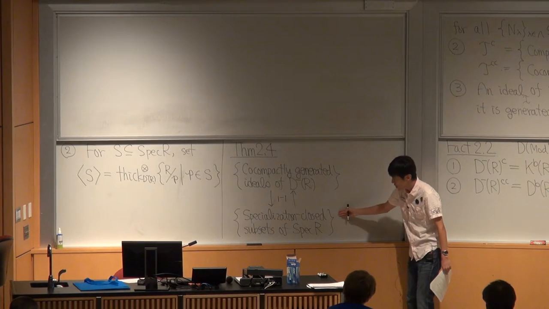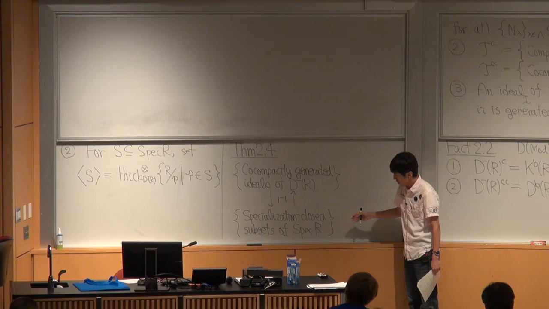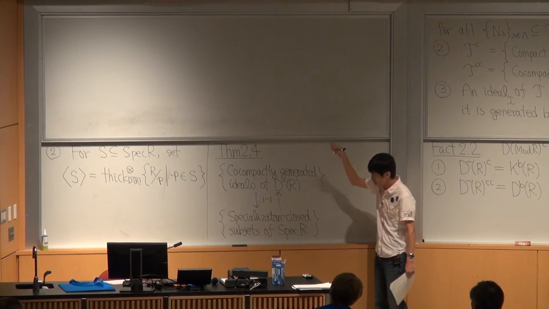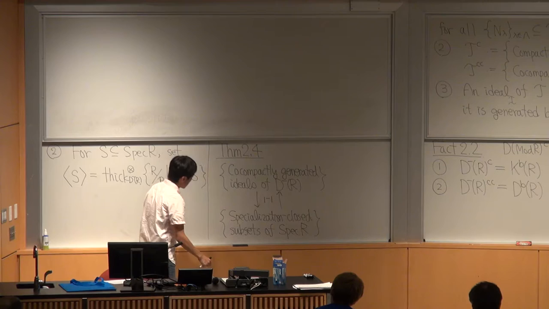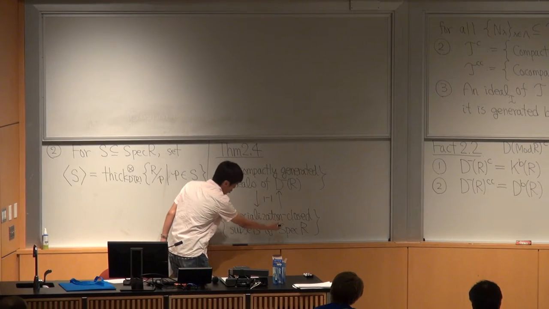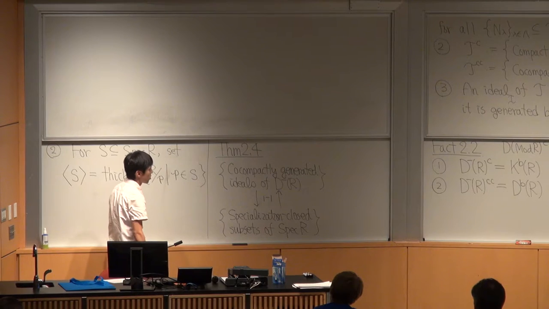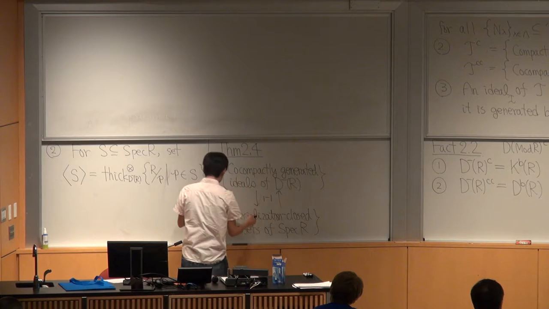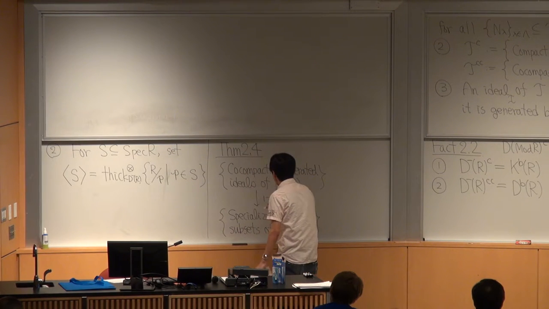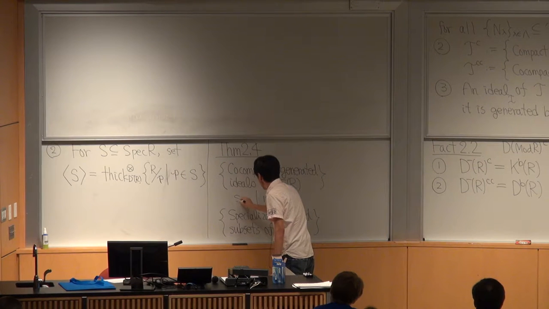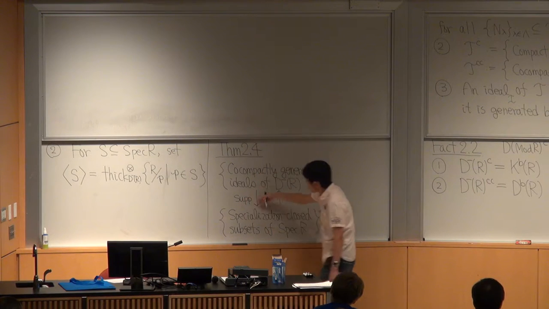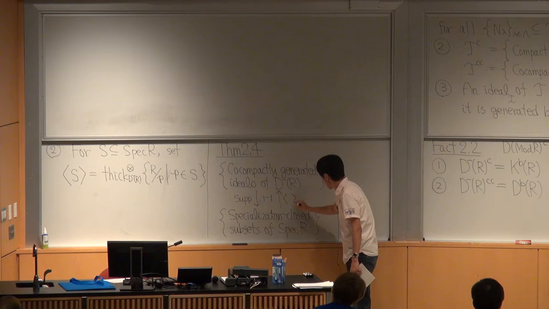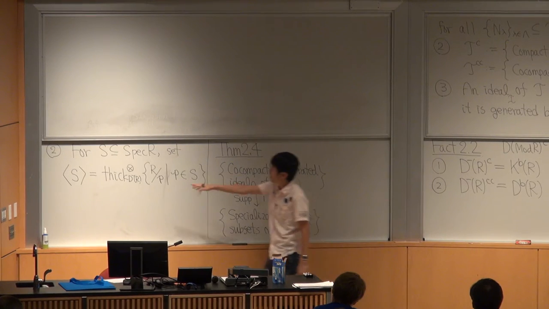A subset of spec R is called specialization closed if it is a union of closed subsets. Then we have such a one-to-one correspondence, and these maps are given explicitly as follows. From here to here, this map is given by taking supports, and the converse is given by this bracket.